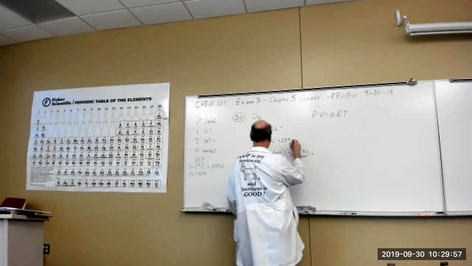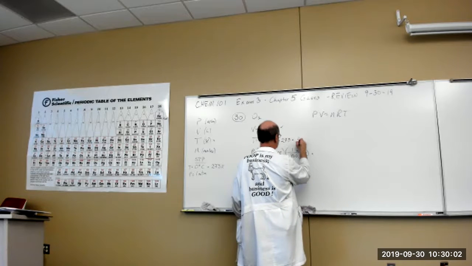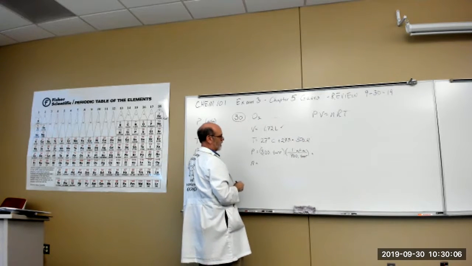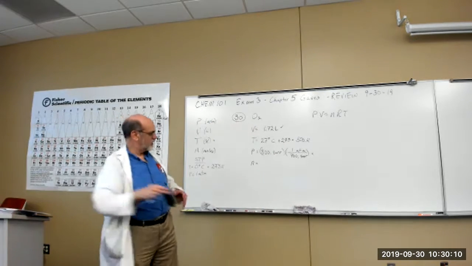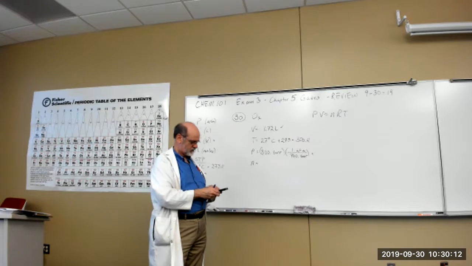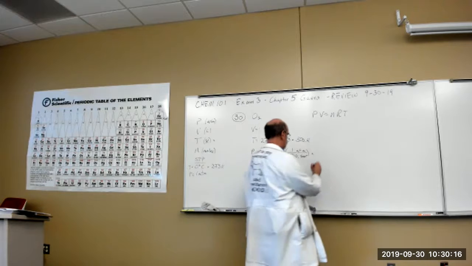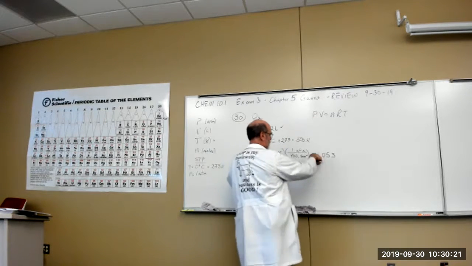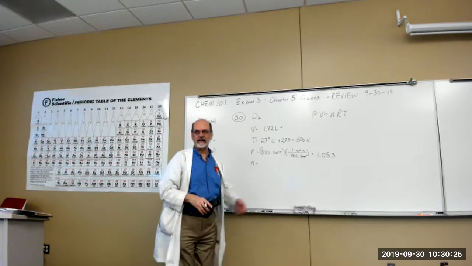Let's see, this one is 300 K. Yeah, 300 K. And this one is 800 by 760, 1.053. Now, I know I used too many digits there, but I always do that. I don't throw away decimals until the very end.